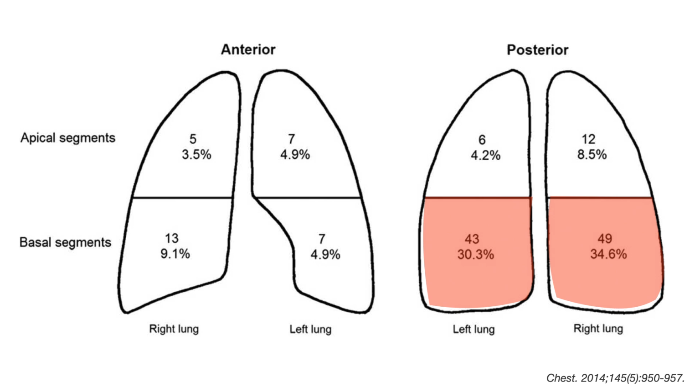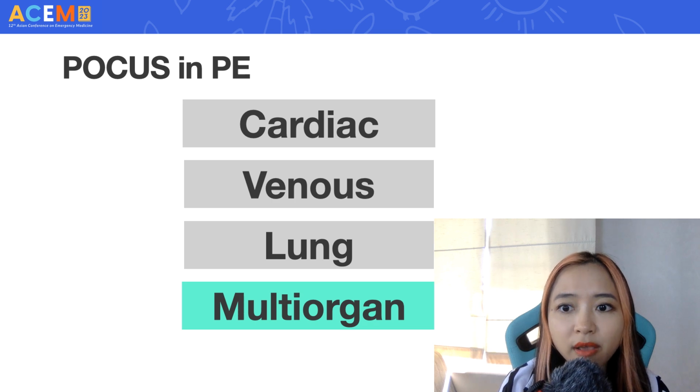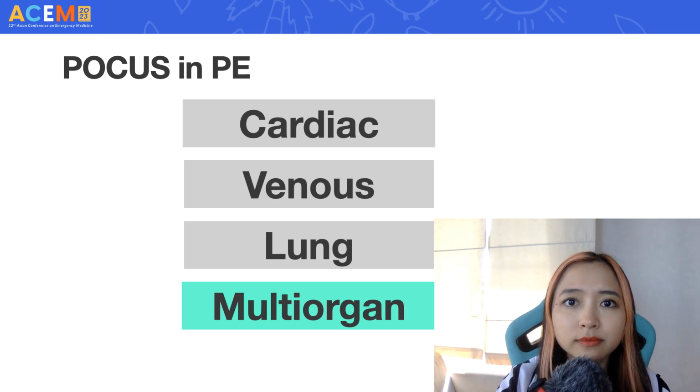The infarcts in PE are normally present in the posterobasal segments of the lungs, but it can also be present in all lung area. Moving on to multi-organ ultrasound, which is a combination of cardiac, venous, and lung ultrasound.